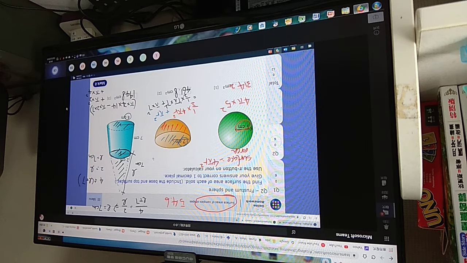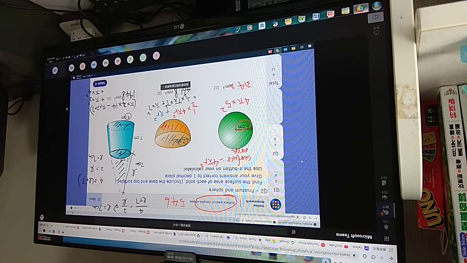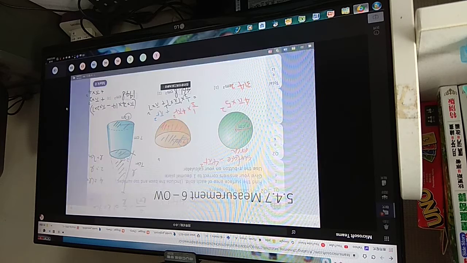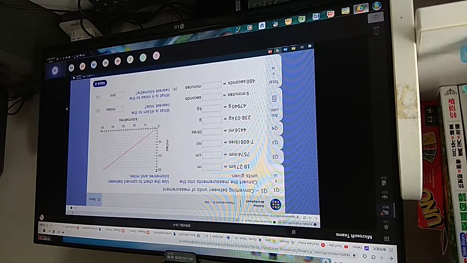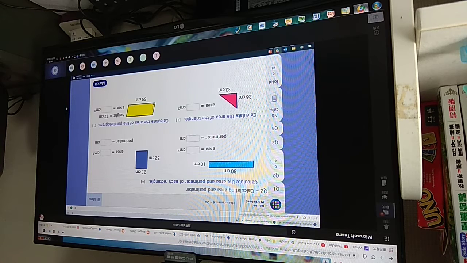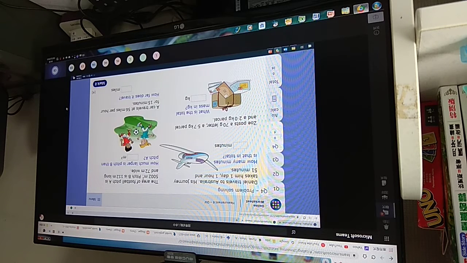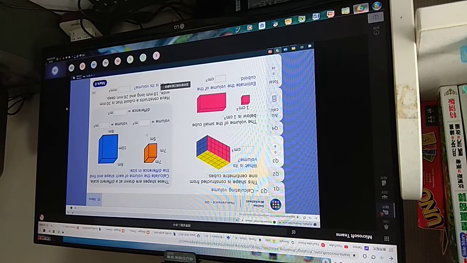So up to now, any questions? If you have no more questions, then the next one is 5.4.7. Actually, it is the overall revision for topic 5. Okay, so you can see that it consists of questions in the different areas in topic 5. For example, the area of the rectangle, area of triangle, or volume of the cuboids, etc.